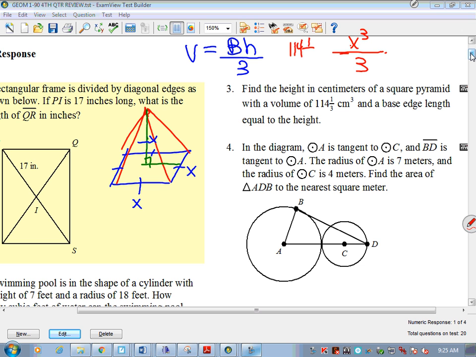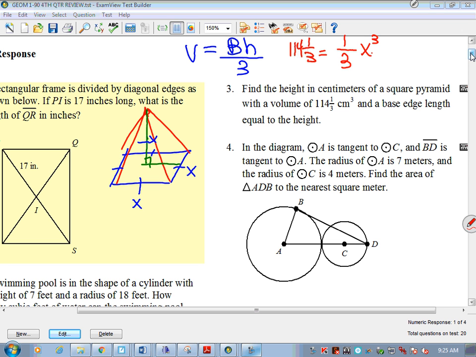114 and 1/3 is equal to x cubed over 3. Now, we could write this a little bit differently. We could rewrite that, if we wanted to, as 1/3 times x cubed, right? Now, could I solve for x? How?